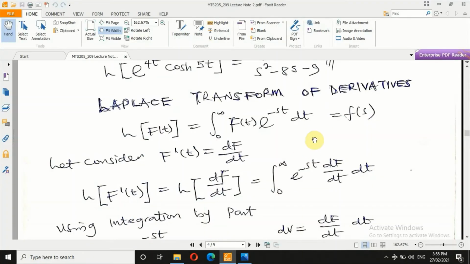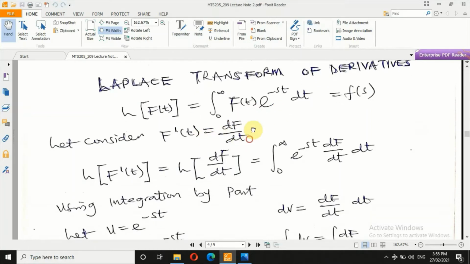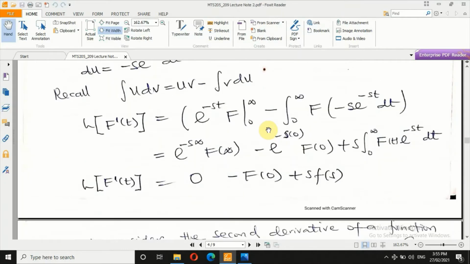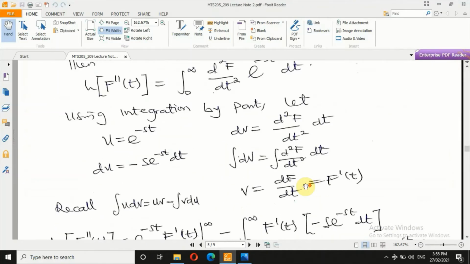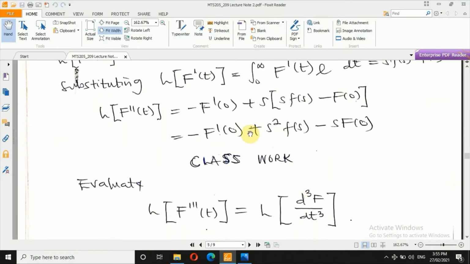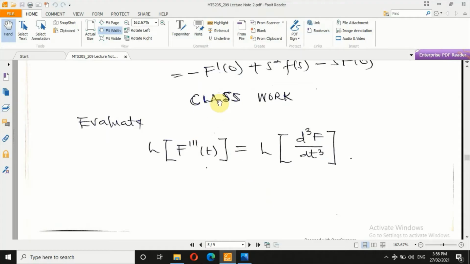I believe you understand the Laplace transform of derivatives. So, first derivative, we have worked on that and we discovered that the Laplace transform of the first derivative is minus f of 0 plus s f of x. And that of the second derivative, you can see. And that of the third derivative, which is actually a classwork I've explained to you. Now you see what it's all about.